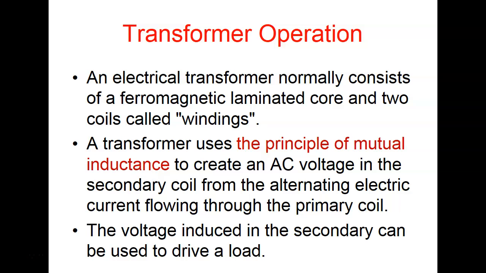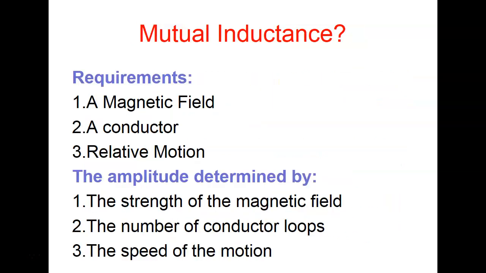So we'll talk about the advantage of delta over Y. Of course, we already know this, right? Everybody okay with this? This looks like a good test question, right? So what do we need to induce a voltage? Got to have a magnetic field, got to have a conductor, got to have a voltage. What determines the amount? Strength of the field.